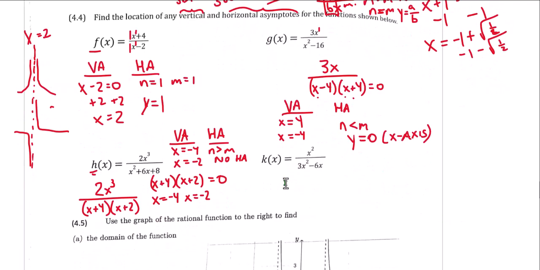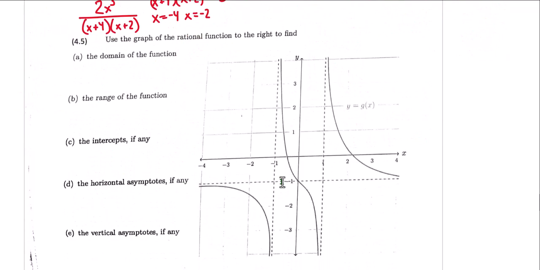There we go. Use the graph of the rational function. This is 4.5 here. Use the graph to find the domain of the function, okay? So remember that vertical asymptotes are prohibited x values. So we have a prohibited x value at x equals negative 1. We have a prohibited x value at x equals 1. So these are the two values that have to be excluded from the domain.